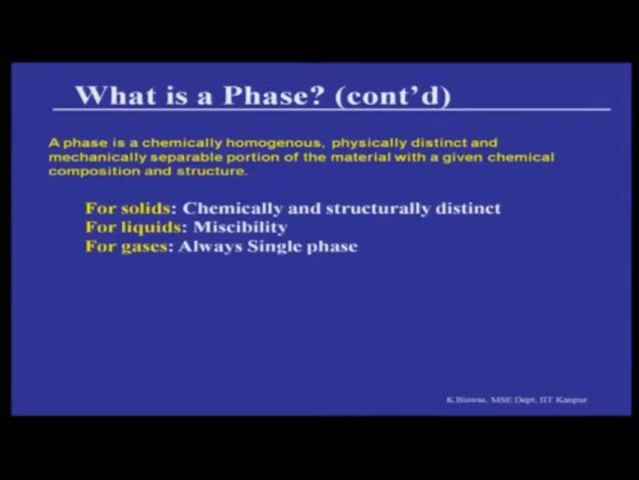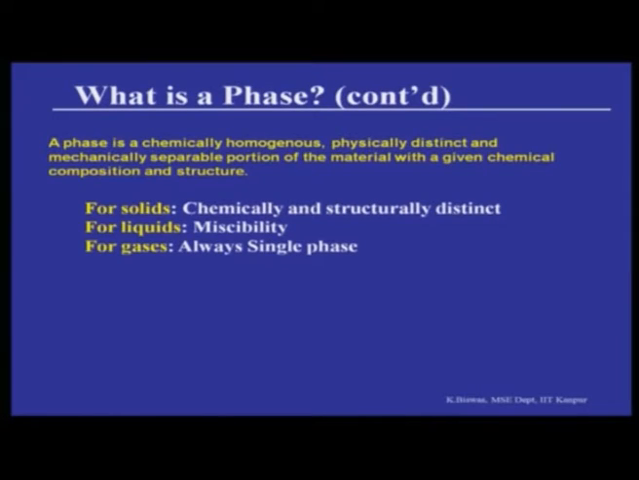So you have two phases, one is air, the other is a liquid. So that is how we actually define it, but definitions are not so straightforward. The problem comes here. According to the classical books on phase diagrams, a phase is defined as a chemically homogeneous, physically distinct and mechanically separable portion of a material with a given chemical composition and structure.